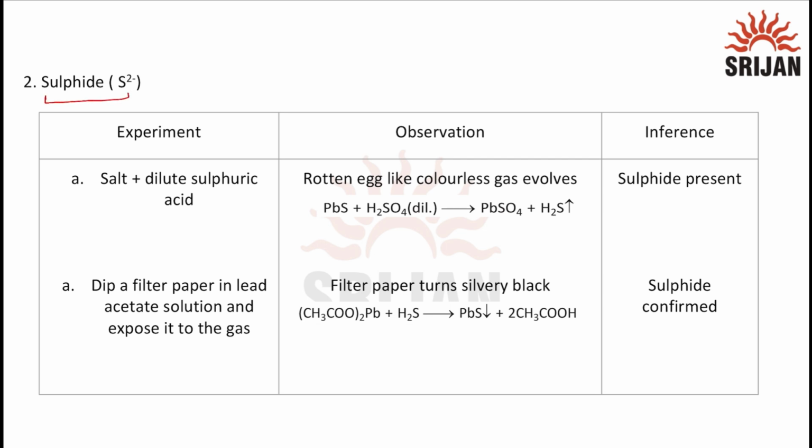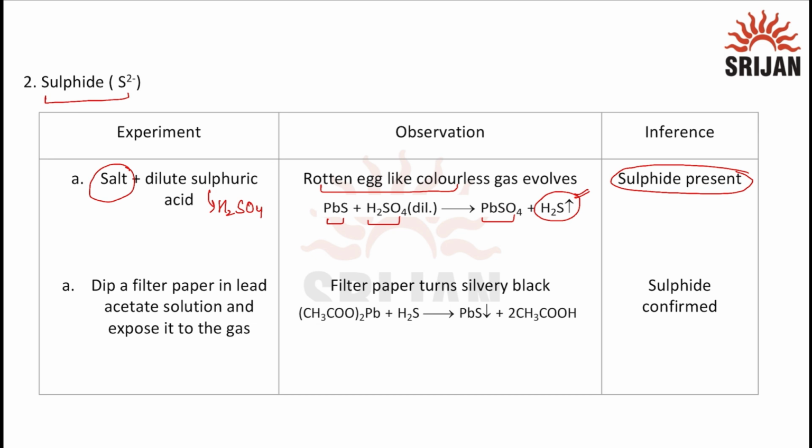For detection of sulfide, first we will take a small amount of salt in a test tube, and then on addition of dilute sulfuric acid, we can see or we can feel a rotten egg-like colorless gas is evolved. This gas is actually H2S. So coming to the reaction, when PbS plus H2SO4 reacts, we get PbSO4, that is lead sulfate, and H2S gas, and this is actually a gas which is colorless and it smells like rotten egg.